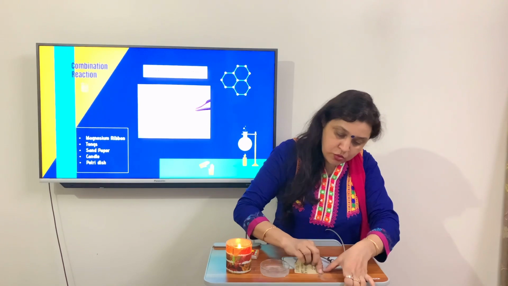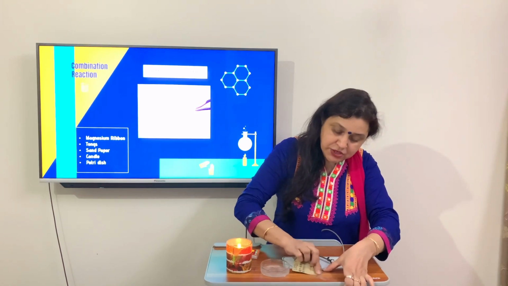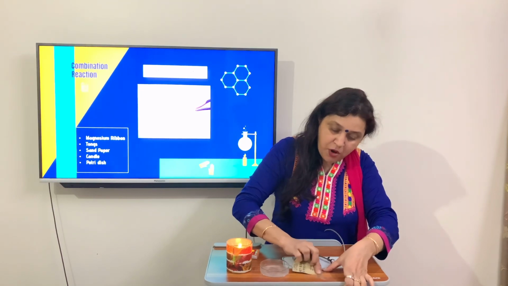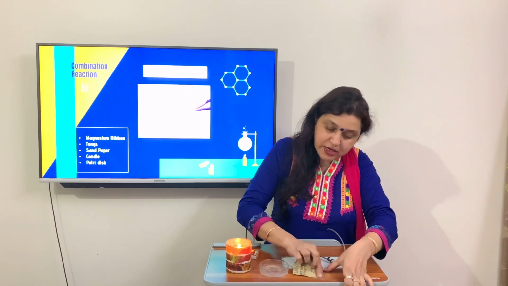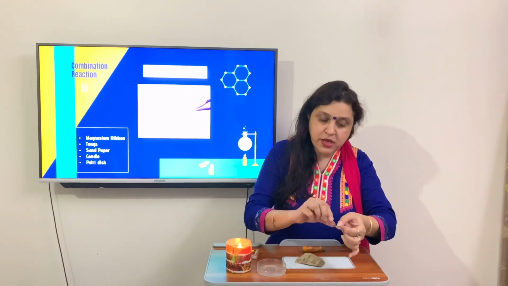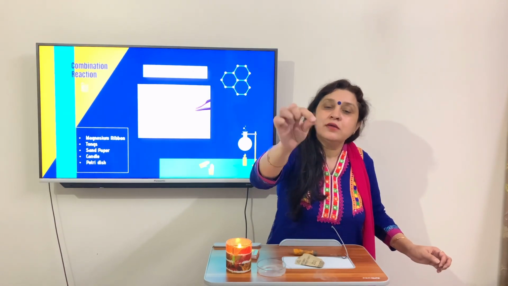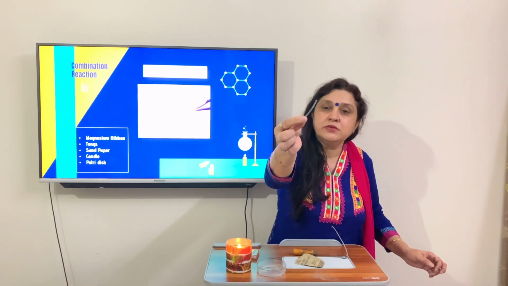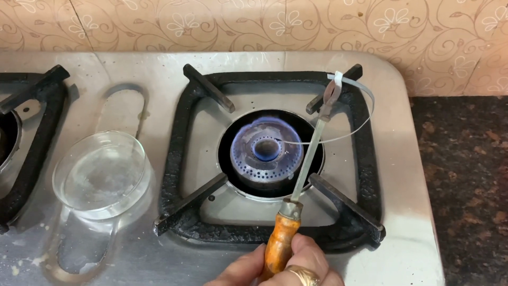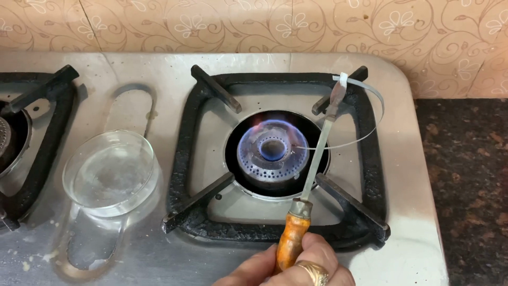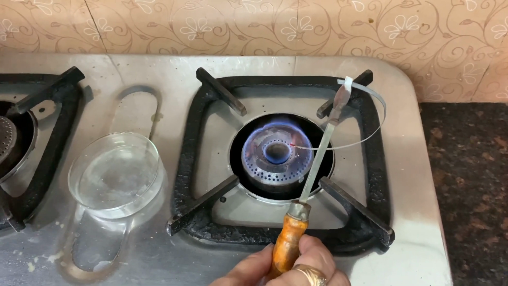Now I am going to scratch this magnesium ribbon with the help of sandpaper and cleaning its surface. Now see, the surface starts cleaning and there is shiny magnesium ribbon in front of you. Let's ignite this magnesium ribbon on the flame and observe what will happen.